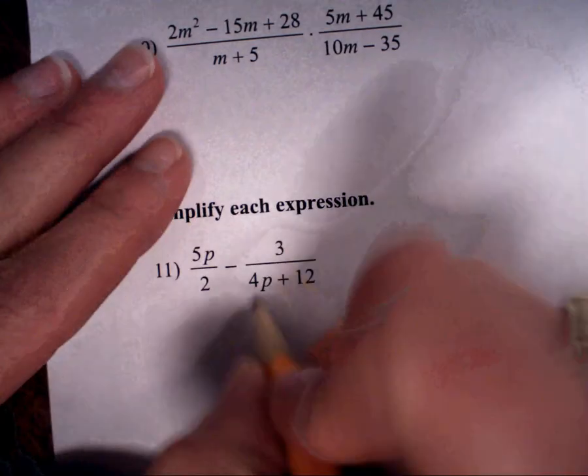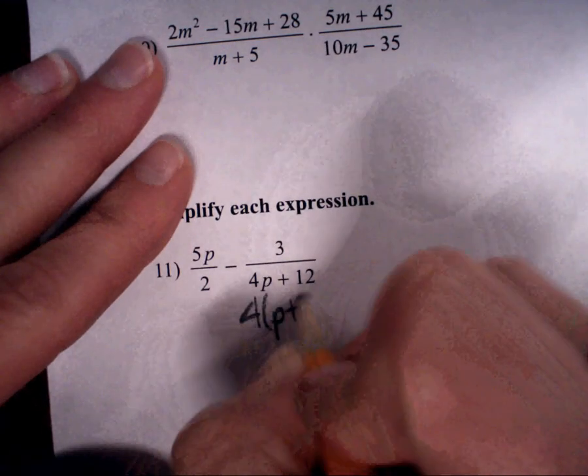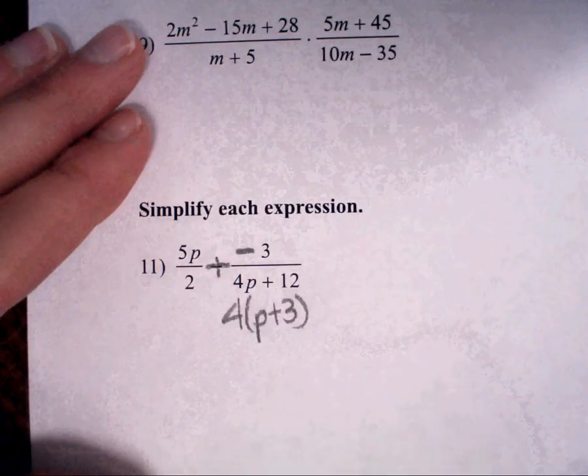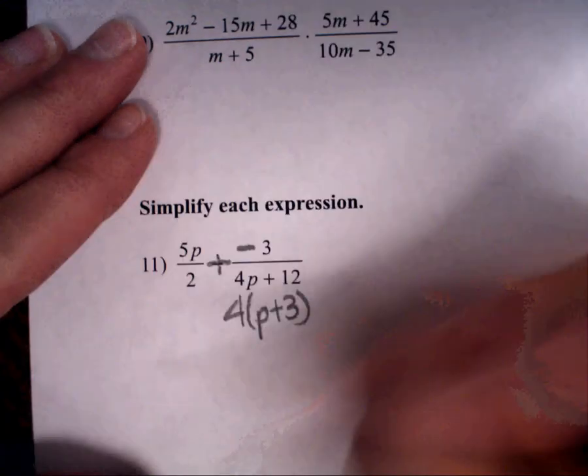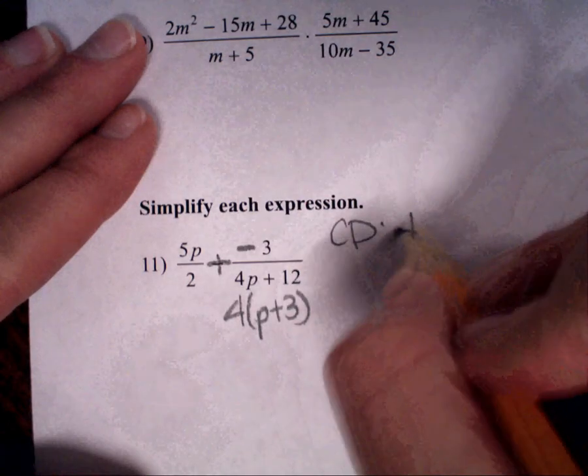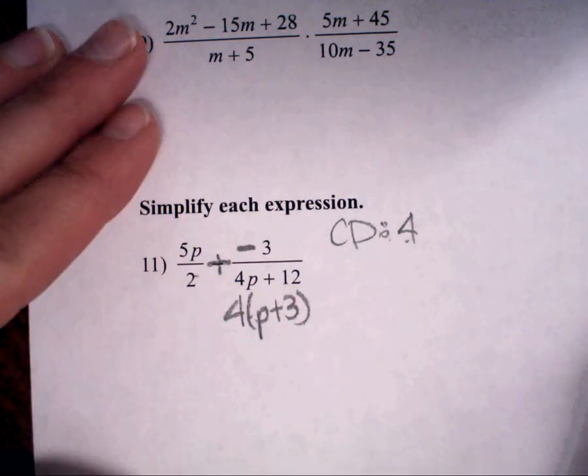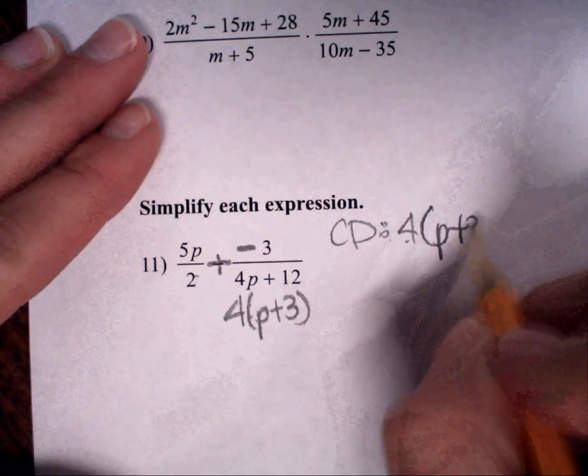Alright, so let's look at number 11. Number 11, what I'm going to do first is factor. I'm also going to move up this minus to make it a negative 3. It's just a little easier. I won't forget it. My common denominator, because I'm adding here, is going to be 4, because between 2 and 4, 4 would be a common number. I could say 8, but 8's too big. And then p plus 3.